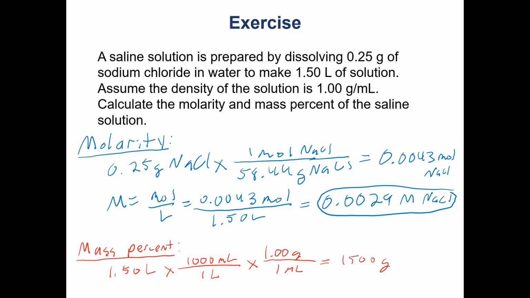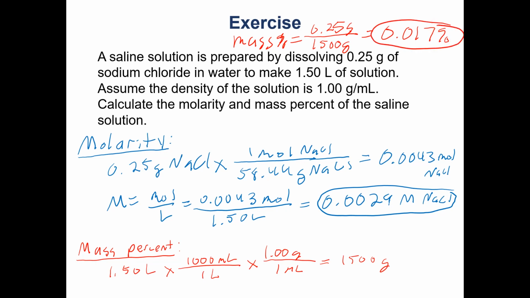So the mass percent, and I'm going to have to write this up top here because I'm running out of room. We take the 0.25 grams of sodium chloride that we have, and we divide by 1,500 grams of solution. And then we need to multiply that answer by 100 to make it a percentage. That comes out to 0.017%.